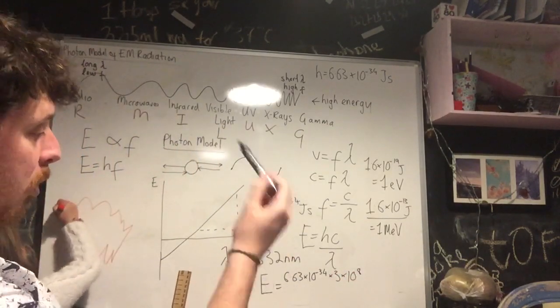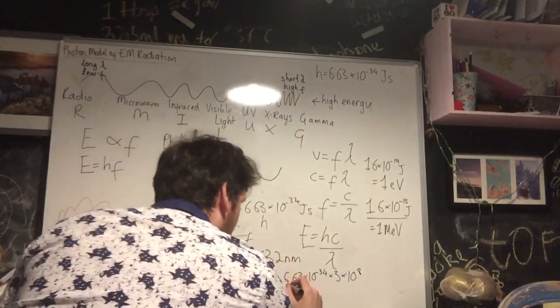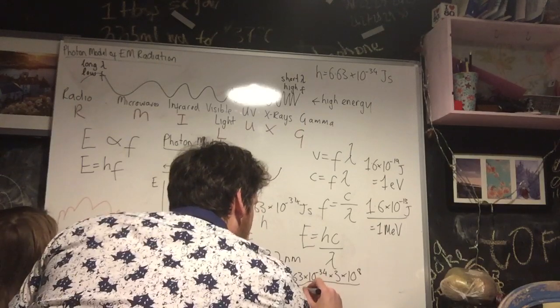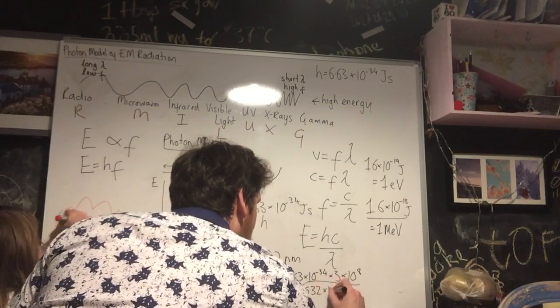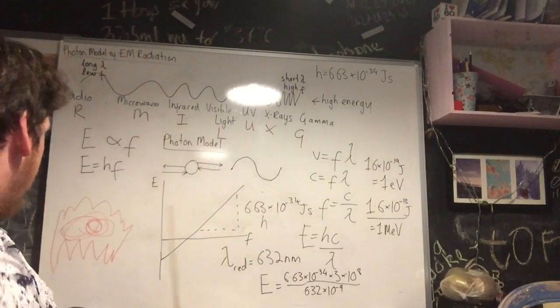Right, so 6.63 times 3 times 10 to the 8 divided by the wavelength, that is 632 times 10 to the minus 9.